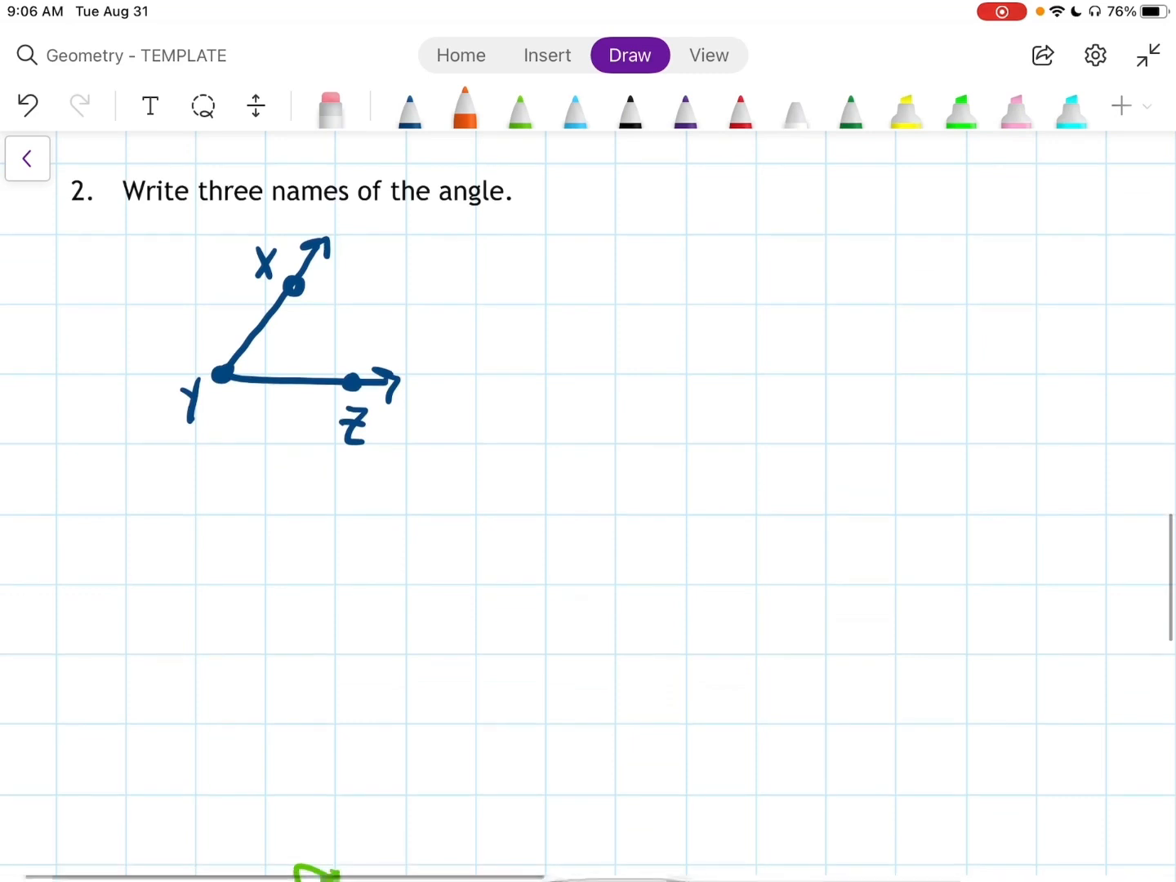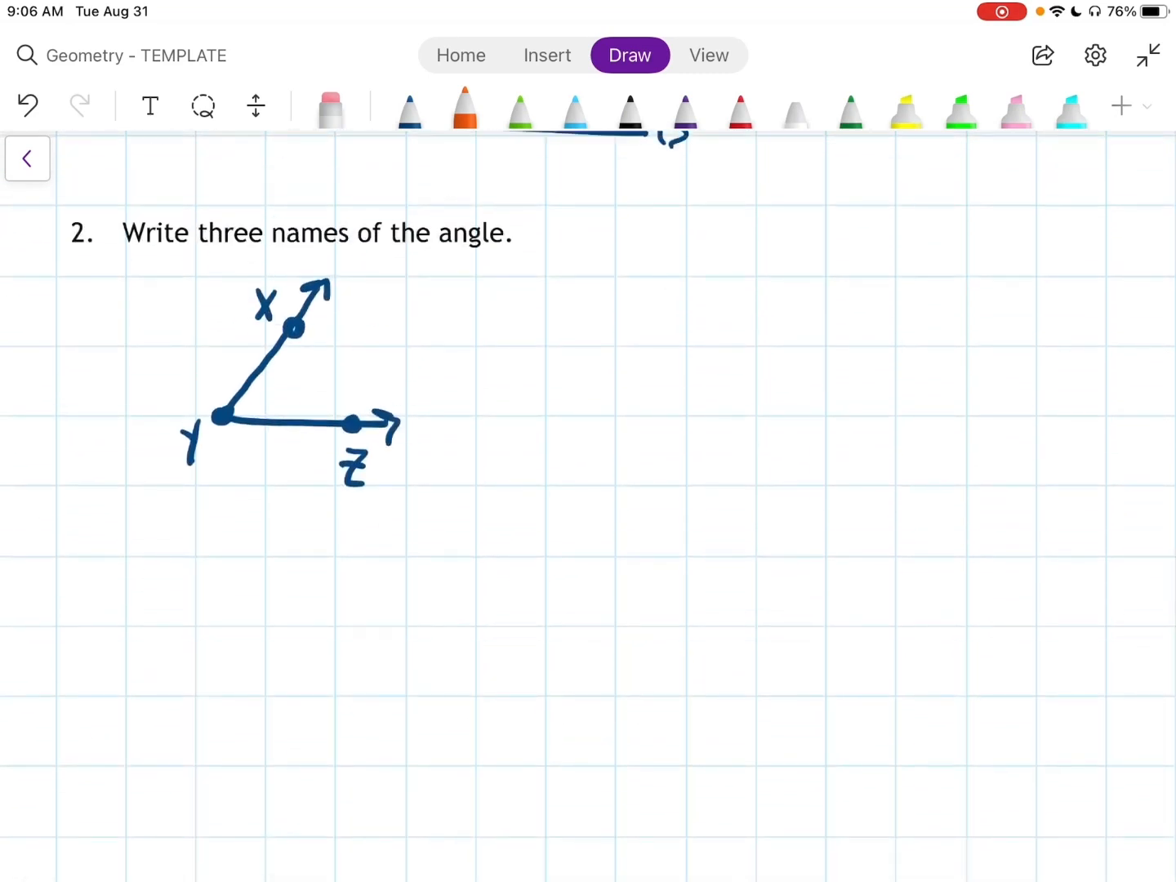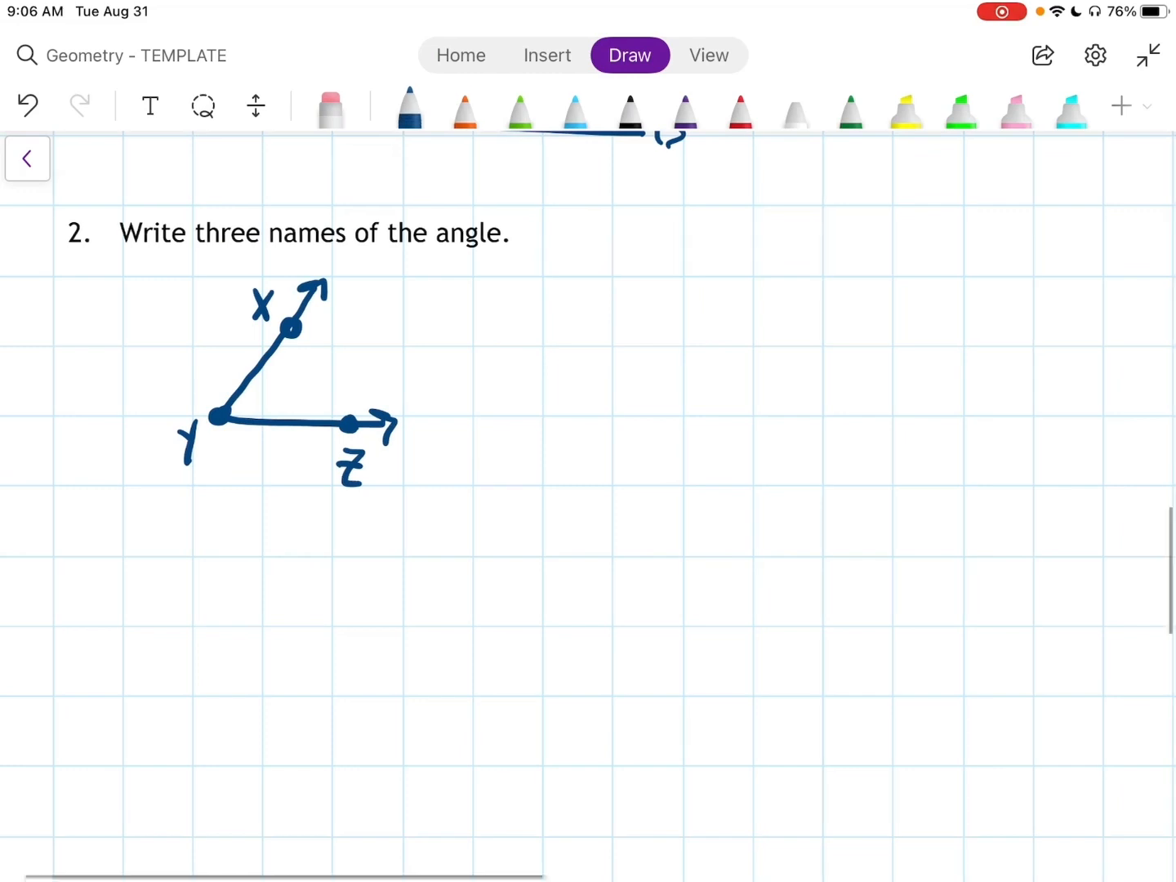All right, last thing. Write 3 names of the angle. We could say this is angle XYZ. We could say this is angle ZYX. And then because this angle is all alone, there's not more than one angle there, we could also call this angle Y. Normally you cannot do that.